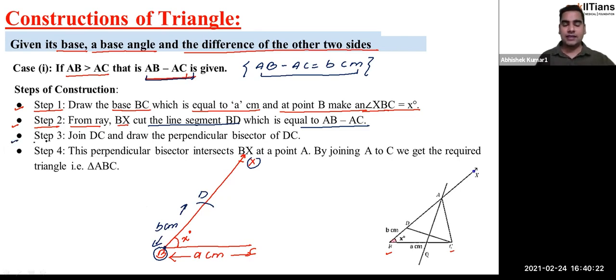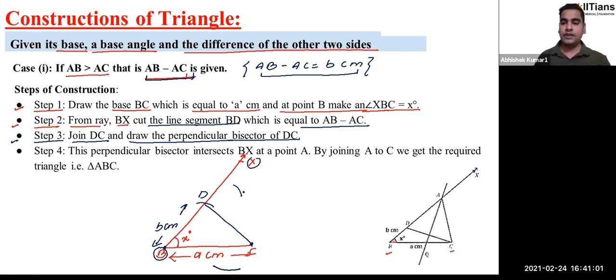What is the next step? In the next step, that's step number 3, you have to join DC. So let us join DC using a ruler. Clear? And after that, you have to draw the perpendicular bisector of DC. We all learned how the perpendicular bisector of any line segment can be drawn. So first, I assume C as a center, and taking an arc length more than half of CD, I make one arc above CD and one arc below CD.